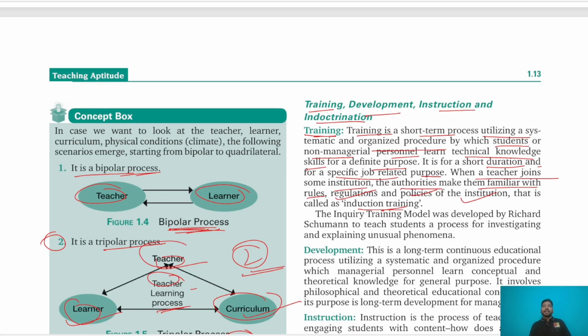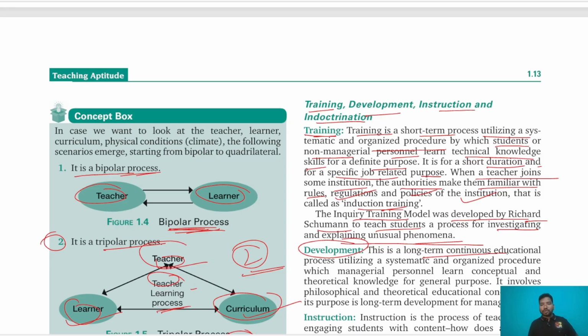Induction training. When the pupil teacher is selected in their teaching field, then initial training is provided to the pupil teacher or the teacher. That is known as induction training. In inquiry, the inquiry training model is developed by Richard Suchman to teach the student the process of investigating and explaining unusual phenomena. Then development. What is development?